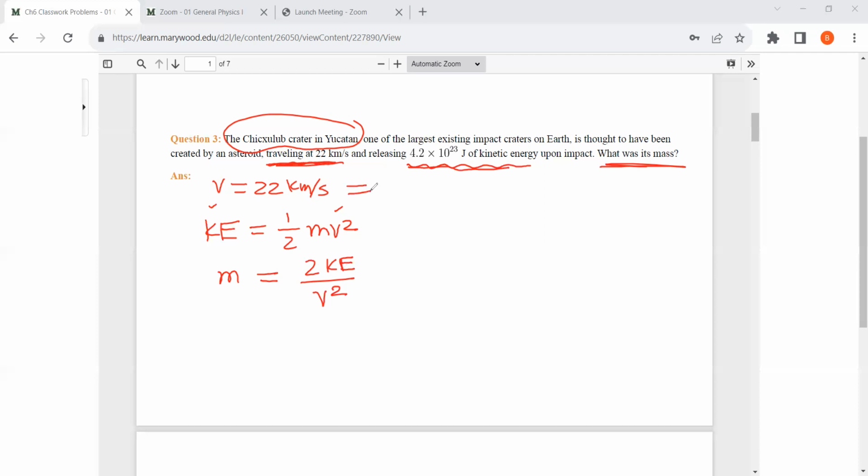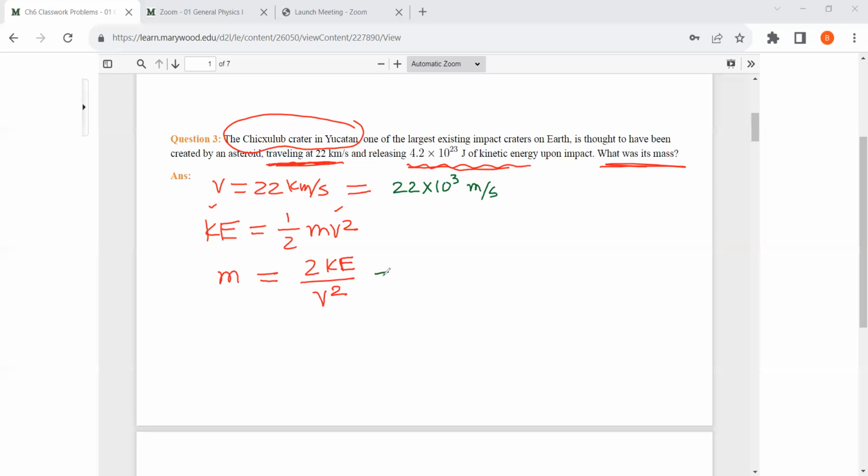Now here you see the velocity is not given in the correct unit. Velocity is given in kilometer per second, so we have to convert kilometer to meter. We already know how to convert. Now it just becomes meter per second.